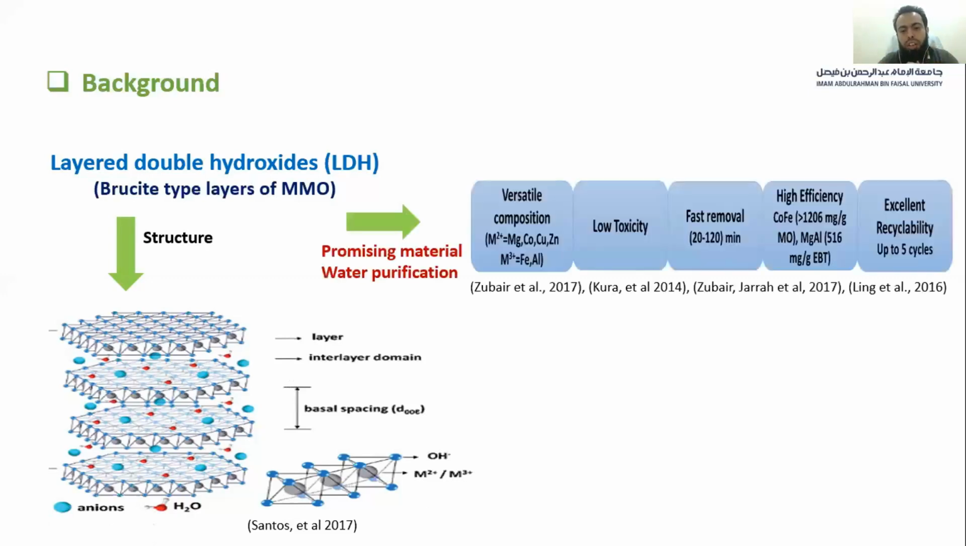They show highly promising characteristics for the removal of different types of pollutants because they have excellent anion exchange capacity. Because of the versatile composition, you can prepare different types of layer double hydroxides, like magnesium iron, magnesium aluminum, cobalt iron, and cobalt aluminum. Even the toxicity of these materials is comparatively low compared to other materials, and the removal performance is comparatively very fast.